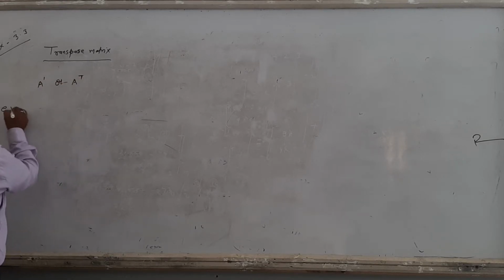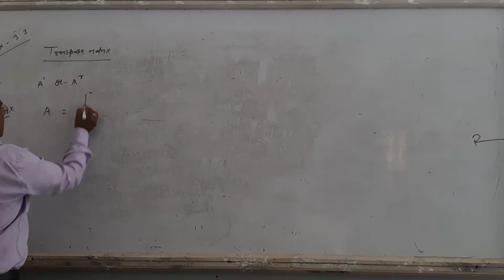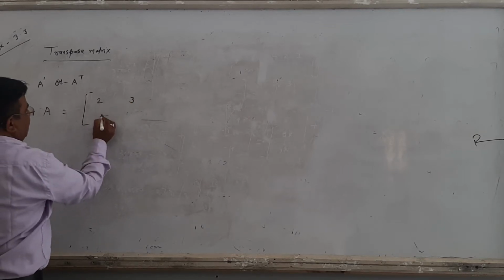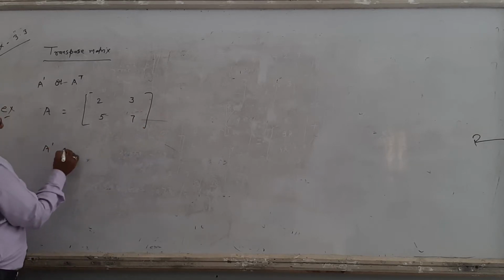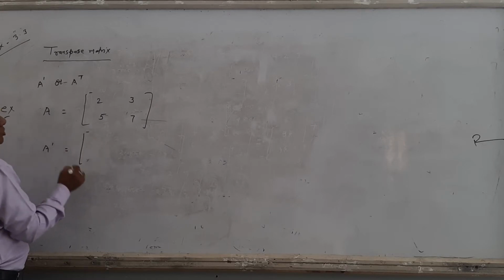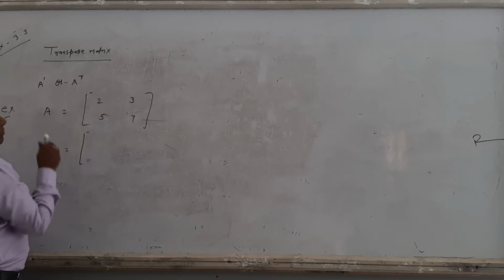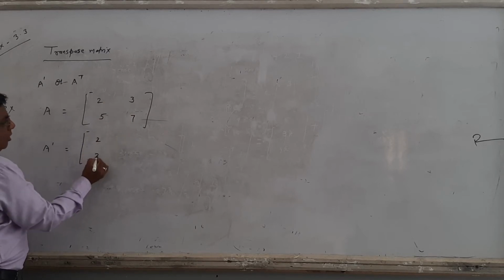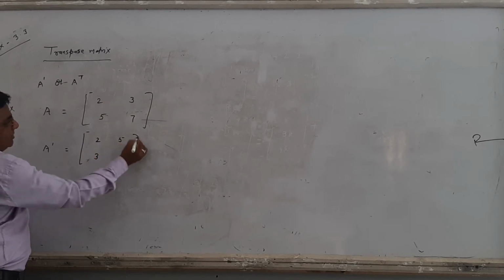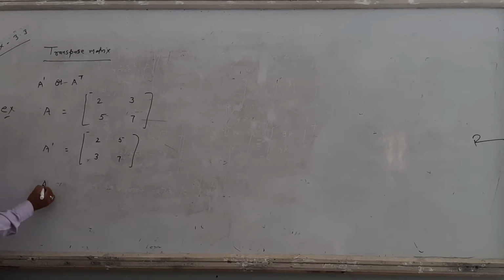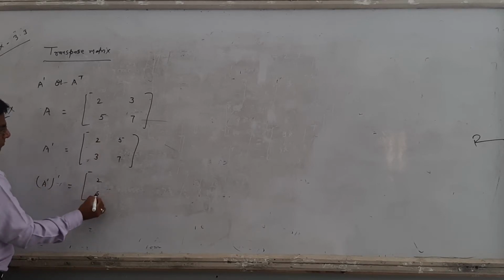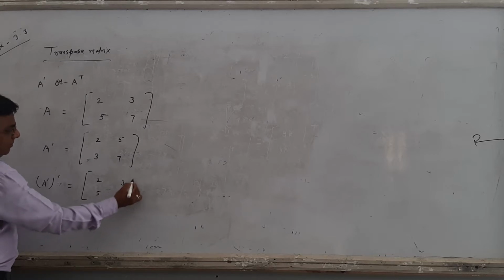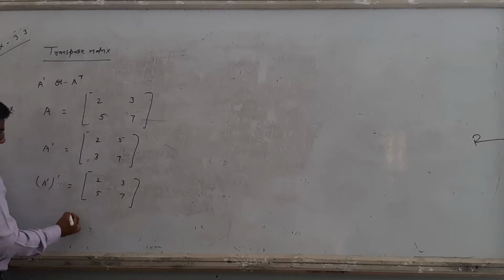For example, given a matrix A is 2, 3, 5, 7, find the transpose matrix of the given matrix. So the transpose is denoted by A dash. Now interchange row to column, column to row. The first row 2, 3 now becomes the column 2, 3, and 5, 7 is the transpose matrix. Now take the transpose again: the first row is 2, 5 and then 3, 7.